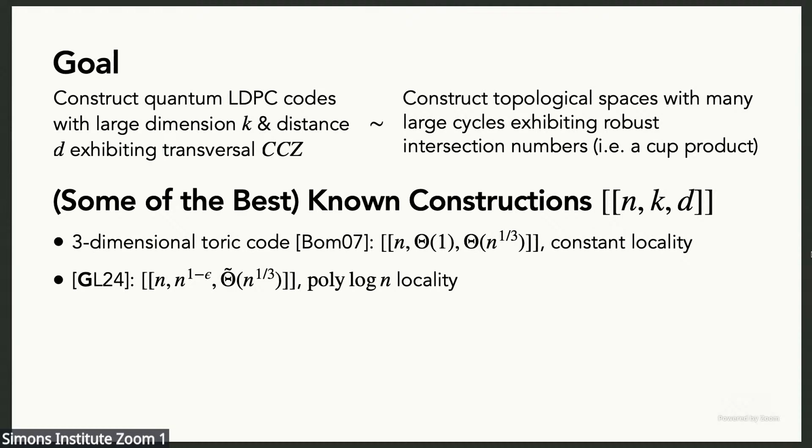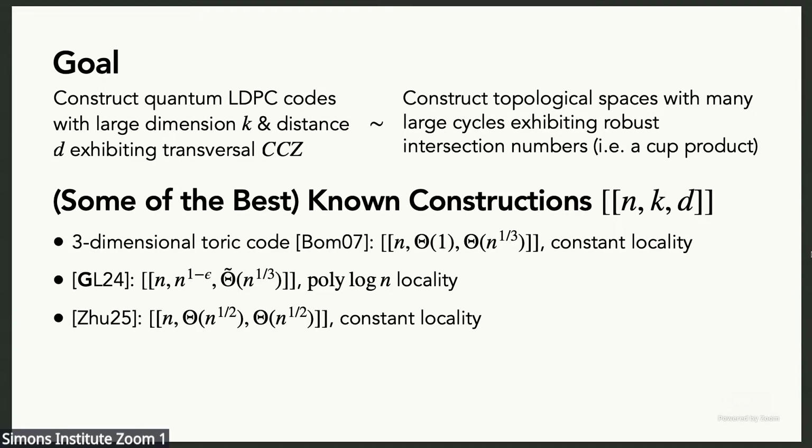This is actually the state of the art in most regimes, as far as I'm aware, until last year, when we got this construction with David Lin of codes of length n, dimension n to the 1 minus epsilon, and distance roughly n to the 1/3. These weren't quite LDPC. They had polylog locality instead of constant locality of the stabilizers. But you can see we basically took the 3D toric code parameters and preserved them up to polylog factors, except we increased the number of logical qubits from a constant up to almost linear, n to the 1 minus epsilon. So we got a significant improvement in the rate of these codes.